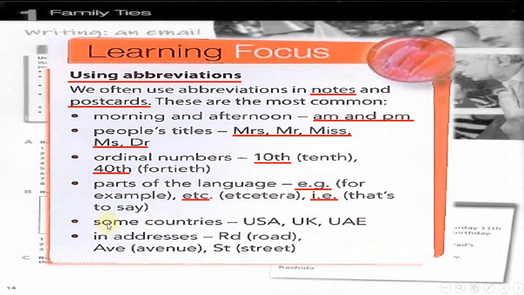For some countries like USA, UK, UAE, اللي هي الإمارات العربية المتحدة, we use these abbreviations. United States of America, United Kingdom, United Arab Emirates. In addresses, في العناوين, instead of saying road, we use RD. Instead of using avenue, we use AVE. Street is ST. So these are the common abbreviations that we need to use when we write an email.